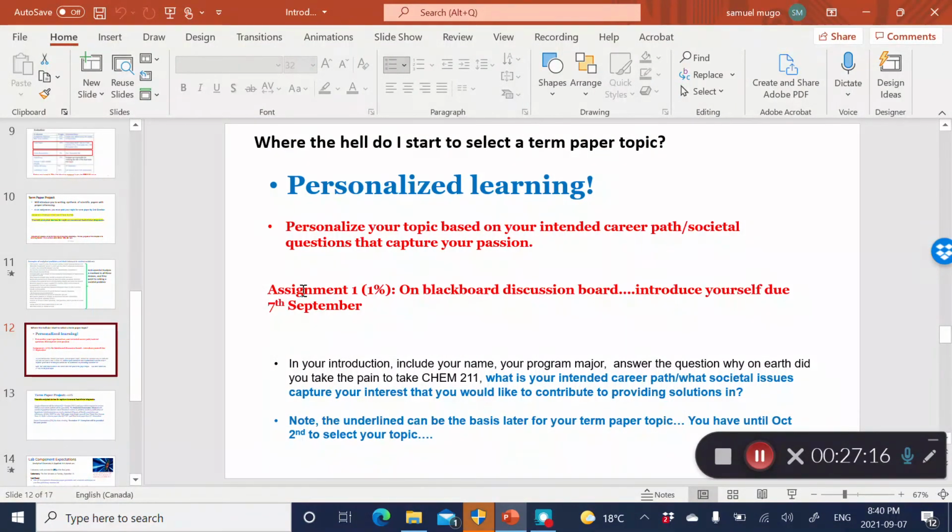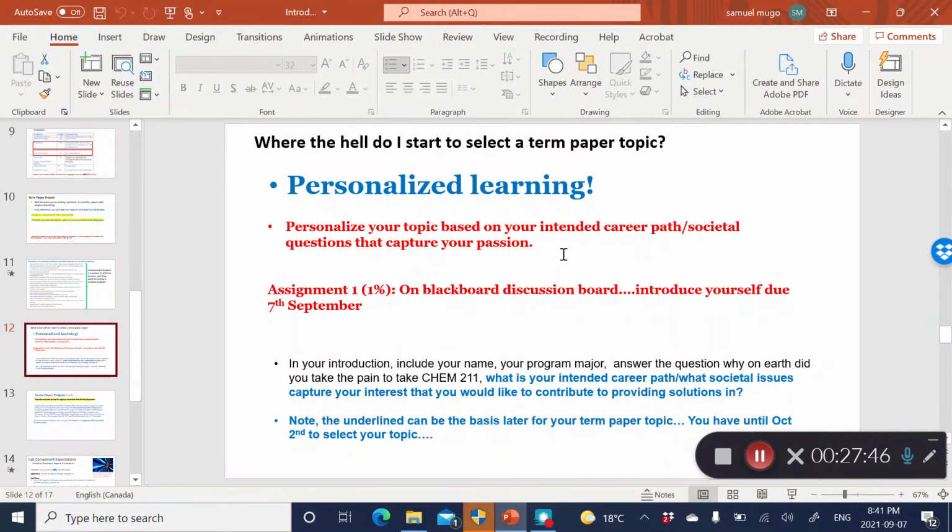So where do I start to select a term paper topic? Now, you can choose the term paper topic from my list there. However, I think the best way to select your term paper topic is to personalize it to what you are interested in, as far as your career path, or even societal questions out there that capture your passion or interest.